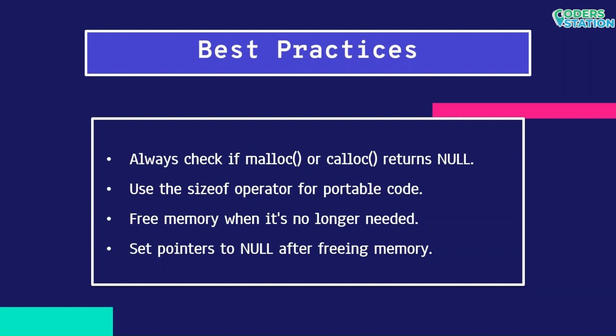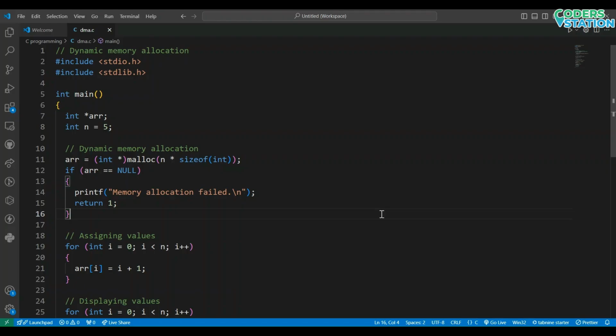And the third one is to free memory when it's no longer needed. The fourth one is to set pointers to null after freeing the memory. So now we will have a look at an example of dynamic memory allocation. Let's see the example of dynamic memory allocation using C.